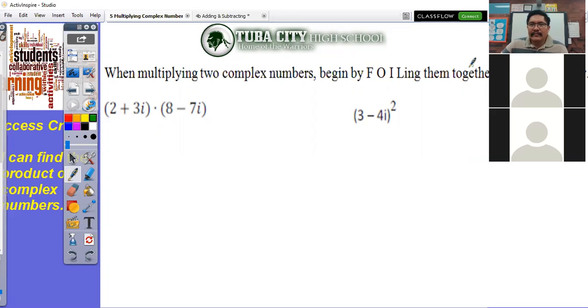So quick recap, FOIL, remember, stands for first, outside, inside, and last.